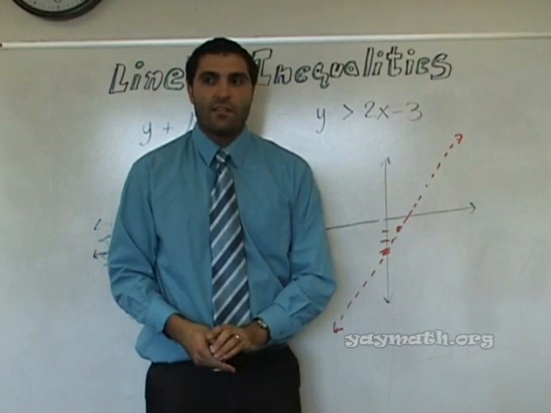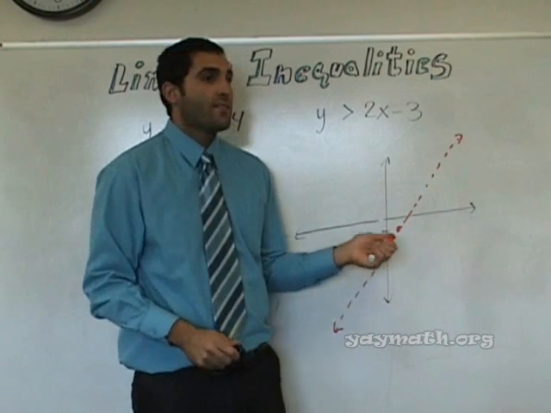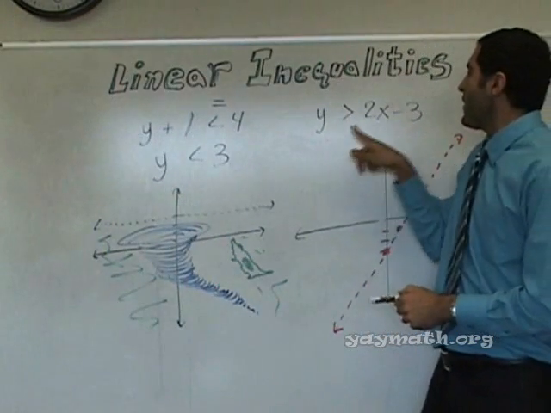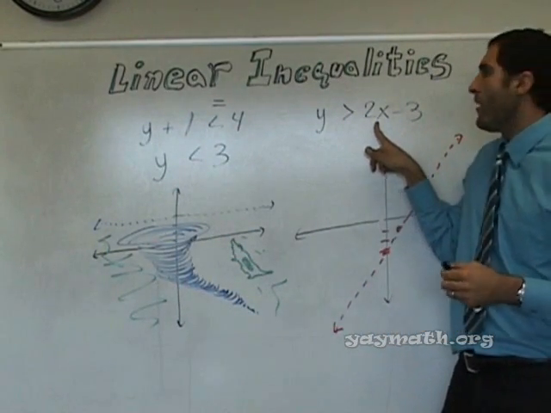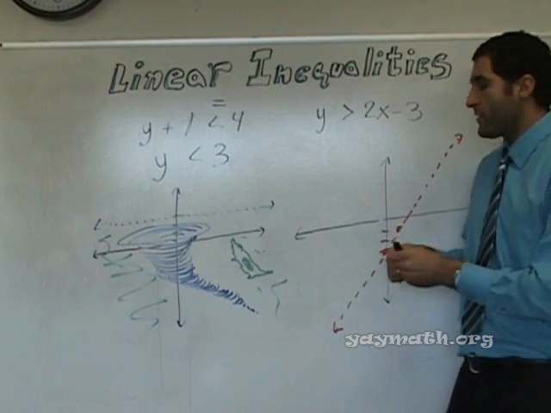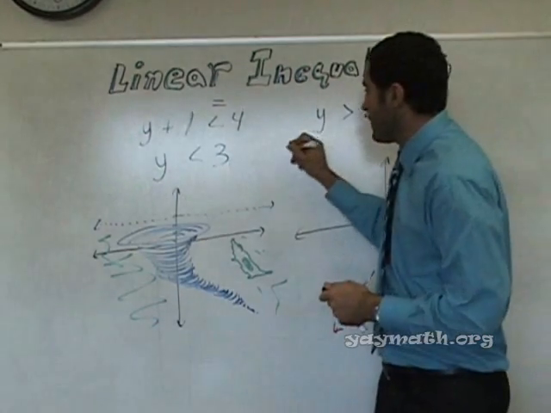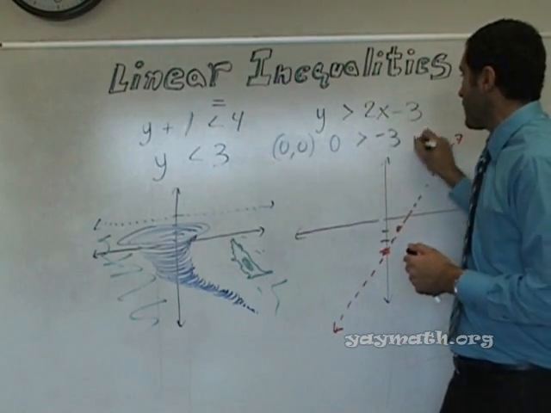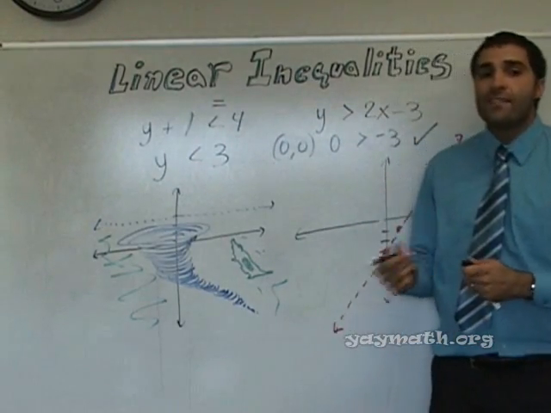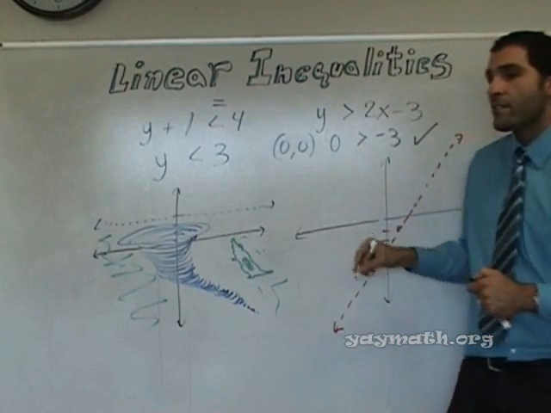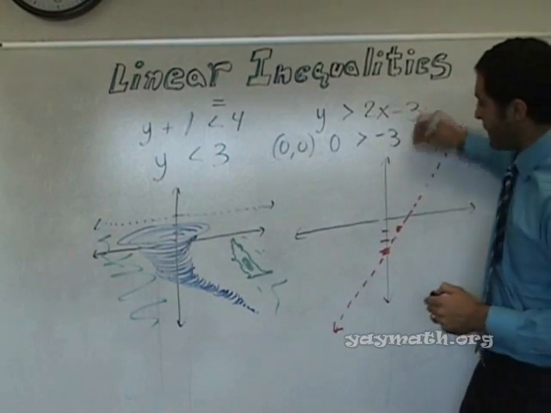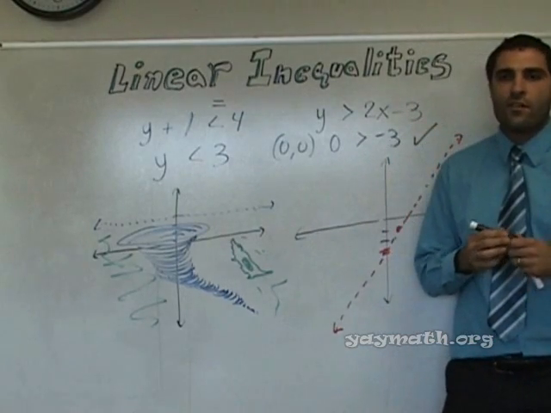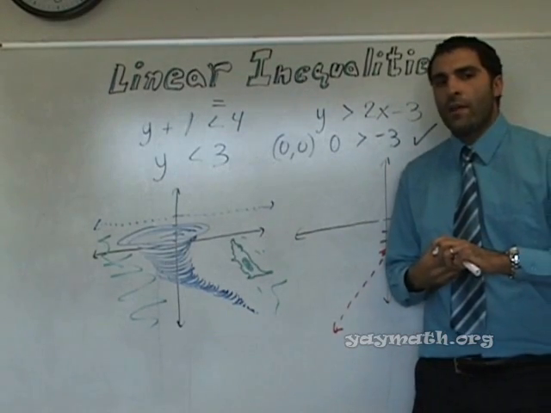What's the side of 0, 0? Isn't it all sides? Well, let's see if 0, 0 is a solution. If we plug 0 here and 0 here, is the equation true or false? True, because we would get 0 is greater than -3, which is true. In other words, 0, 0 is a solution. And if 0, 0 is a solution, we would shade everything on this side of the line, towards the 0, 0. So that's one way of doing it.